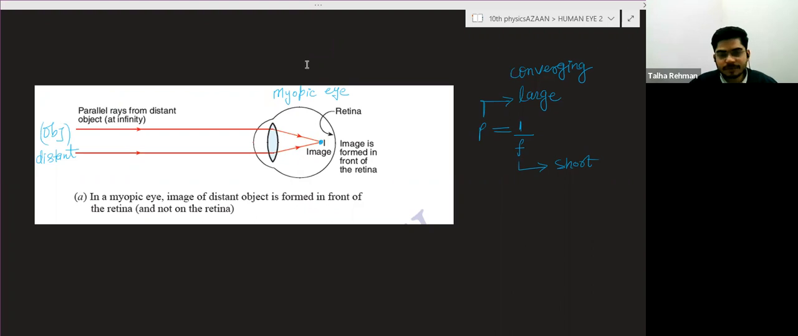Azaan, can you tell me why, if the image is formed here, the object is not seen by the human, by this eye? If the image is formed here in front of the retina, why is the image not visible clearly to this eye?